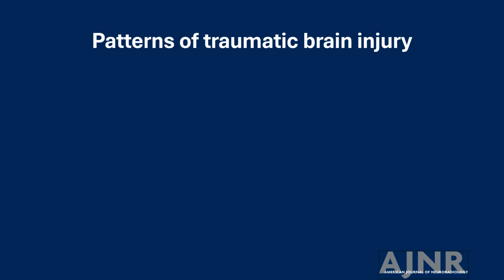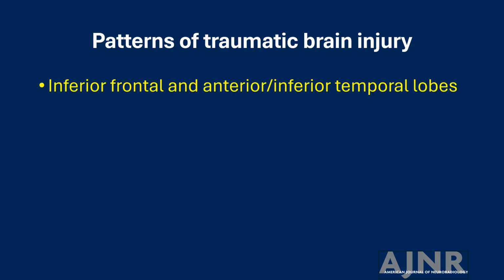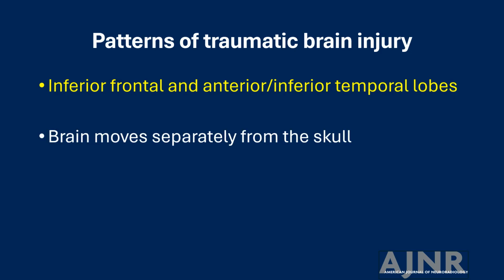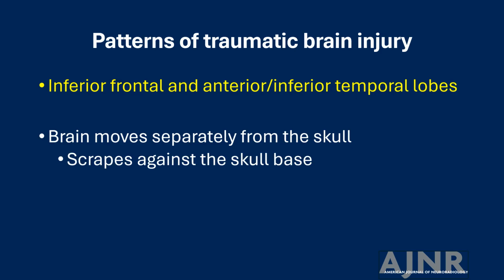There are certain patterns of traumatic brain injury that we commonly see. One of these is that the inferior frontal and anterior and inferior temporal lobes are disproportionately affected. This is because in the acceleration and deceleration in the trauma, the brain moves separately from the skull and scrapes against the skull base.